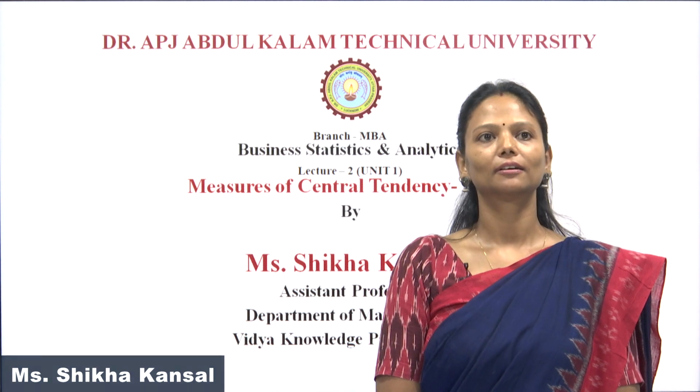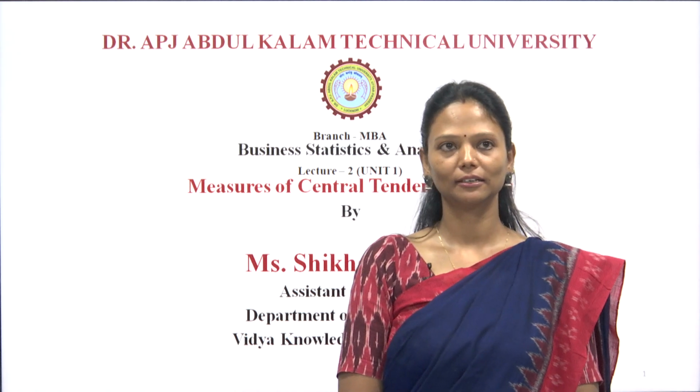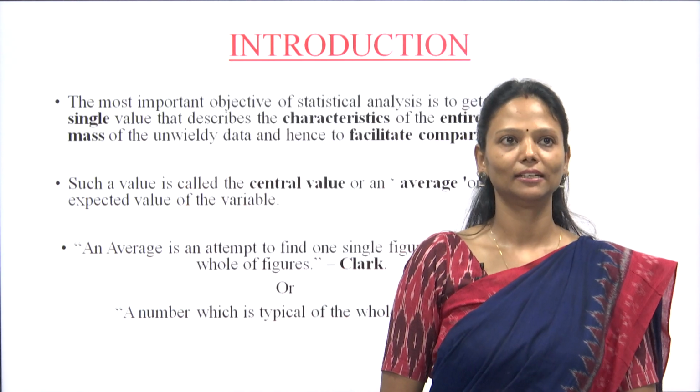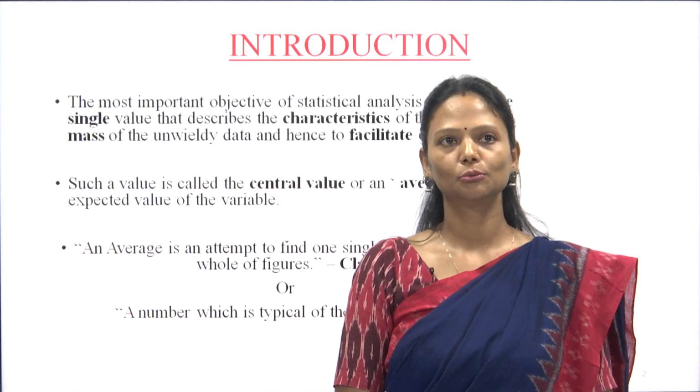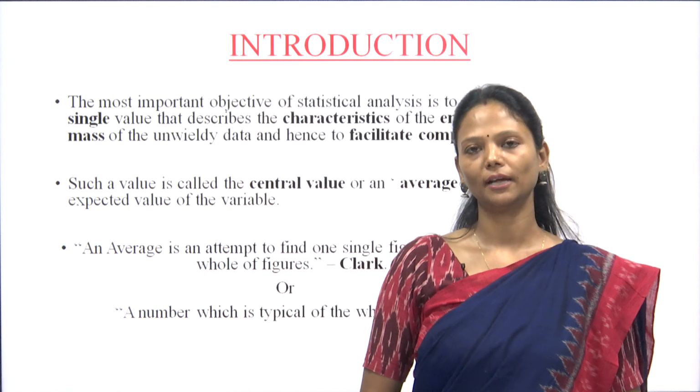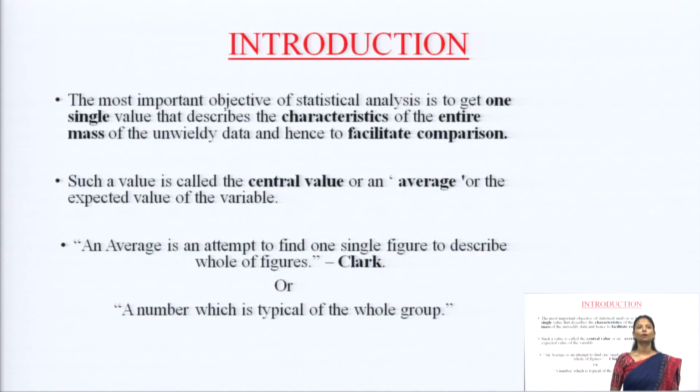We shall be discussing the topic mean and the methods to solve mean. So, what is mean basically? The most important objective of statistical analysis is to get a single value. That single value describes the characteristics of the entire mass of unwieldy data, and hence facilitates comparison. Such a value is called a central value, an average, or an expected value of a variable. An average is an attempt to find out one single value that describes the whole of the figures. This definition was given by Clark. In a more simplified manner, a number which typically defines the whole group is called the mean.